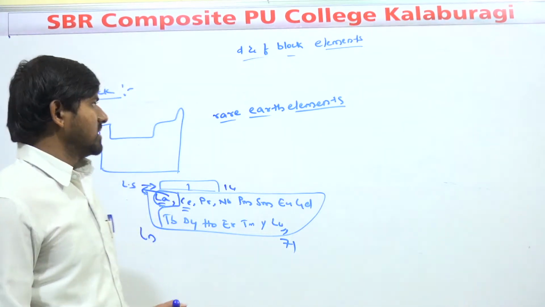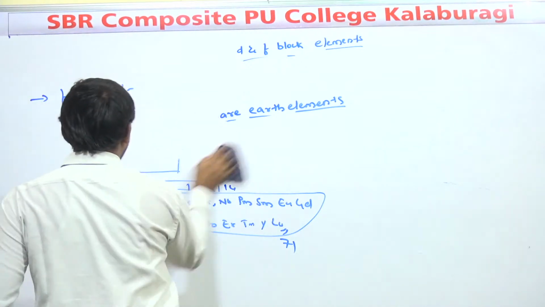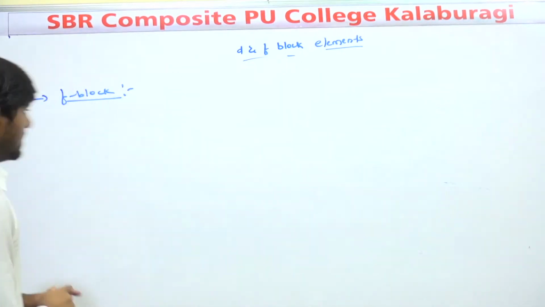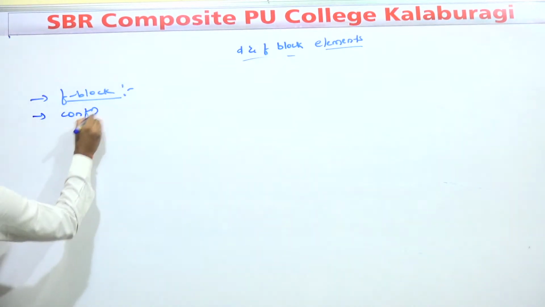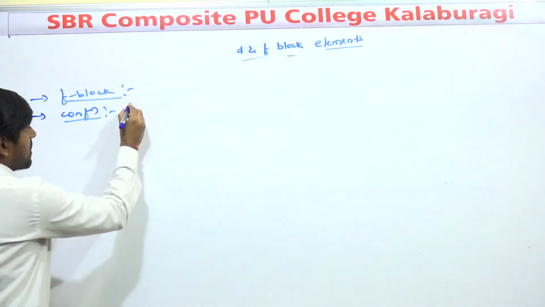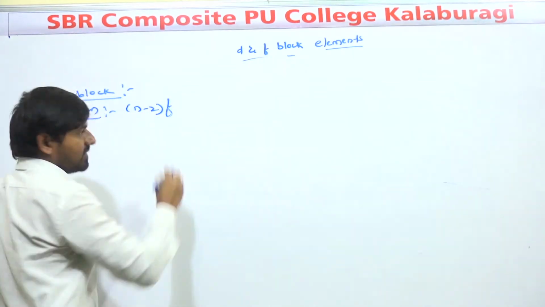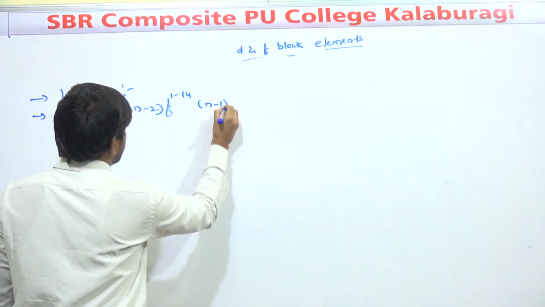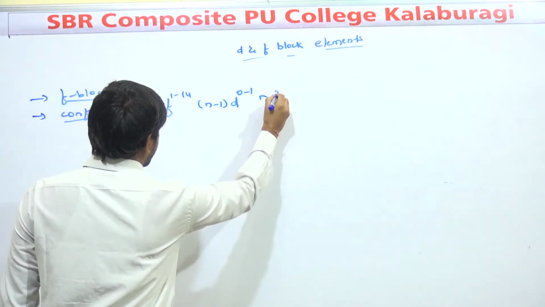Now, the general electronic configuration of this block is (n minus 2) f 1 to 14, (n minus 1) d 0 to 1, and ns 2.